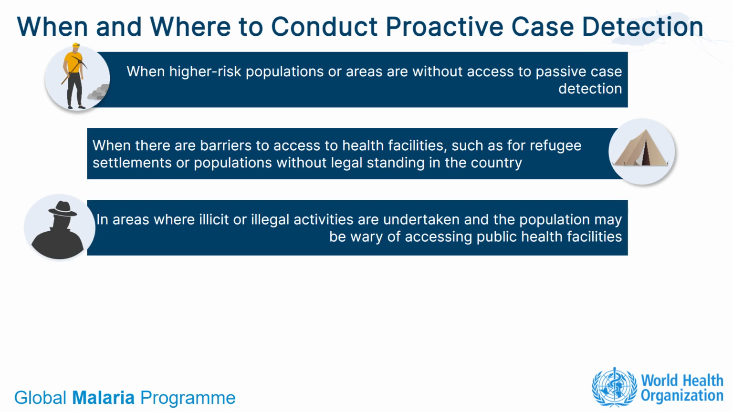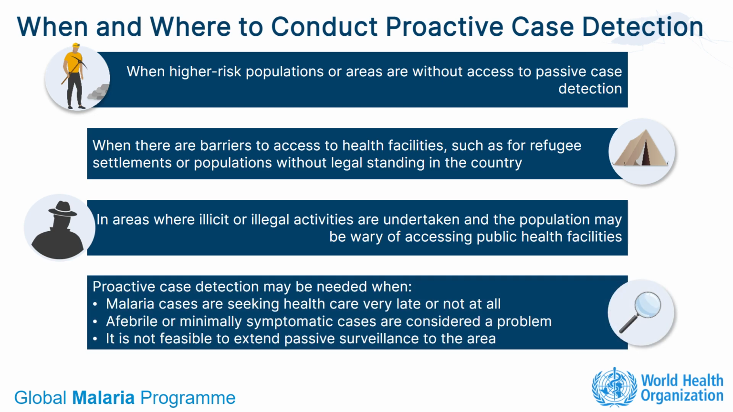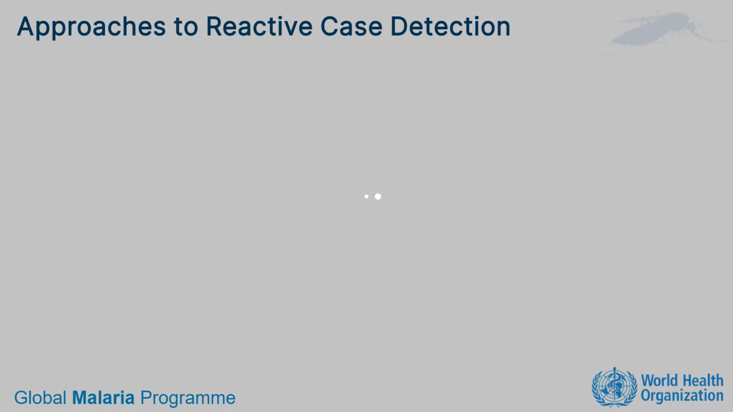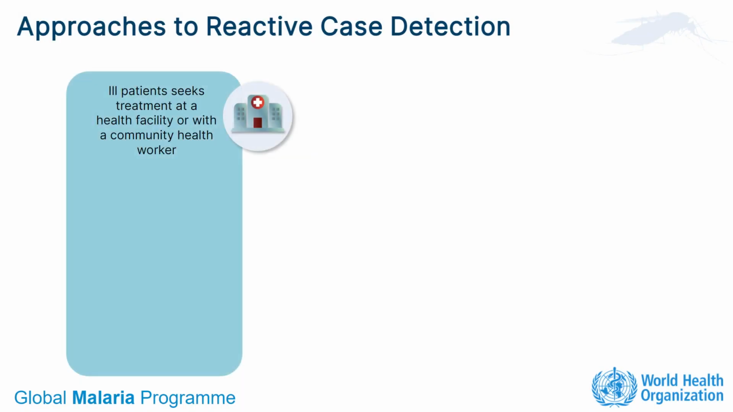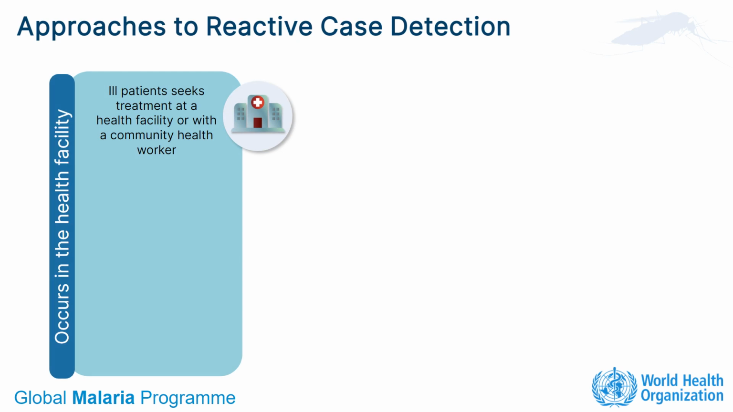It could also be helpful in areas where people are engaged in illicit or illegal activities and are wary of interacting with government institutions. In general, proactive case detection should be considered when malaria cases are presenting very late in their illness or not at all, the country considers it necessary to target afebrile or asymptomatic parasite carriers, or it is not considered feasible to extend passive surveillance to an area or population at higher risk.